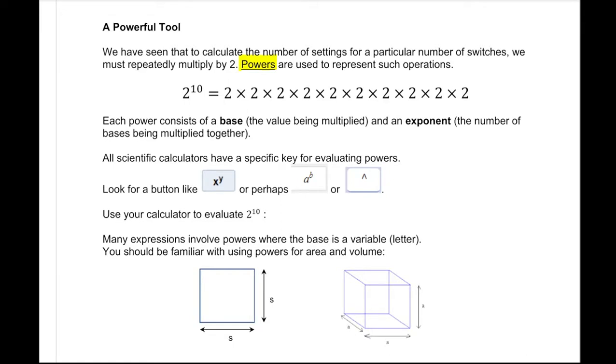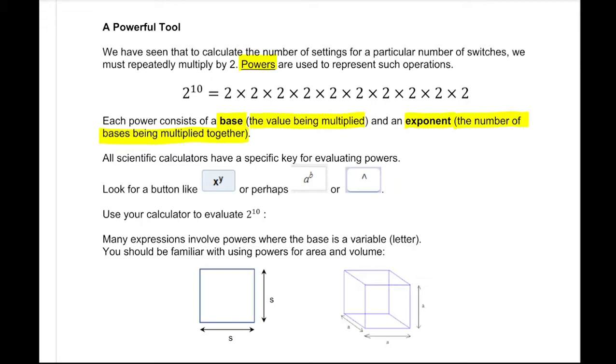Each power consists of a base, which is the value being multiplied, and the exponent, the number of bases being multiplied together. So our base is 2, that's what's being multiplied, and it's being multiplied together 10 times.